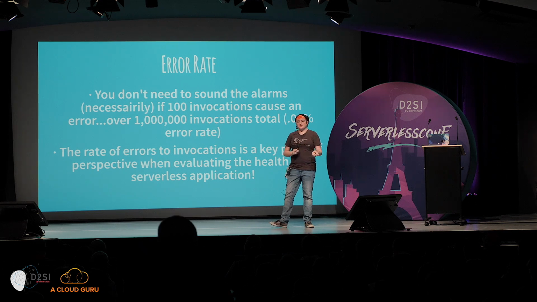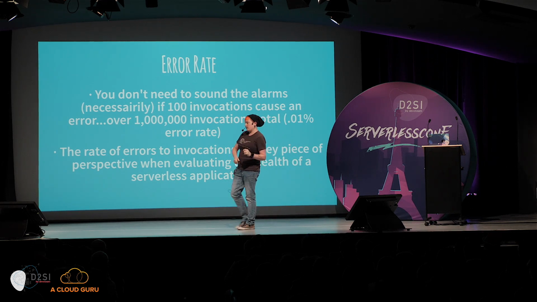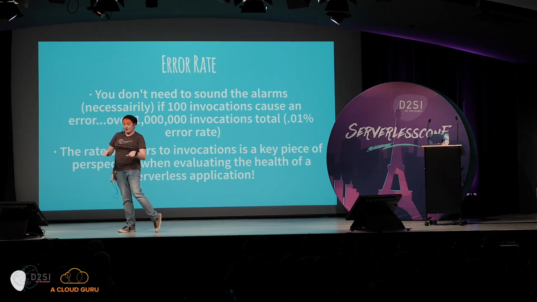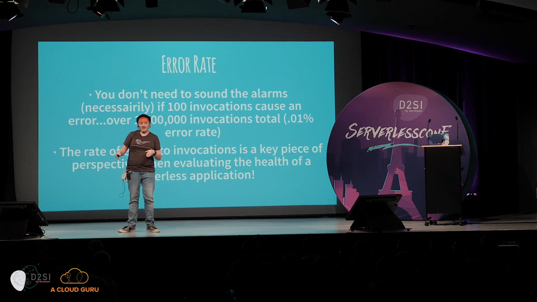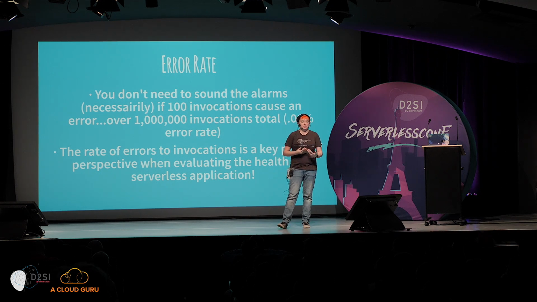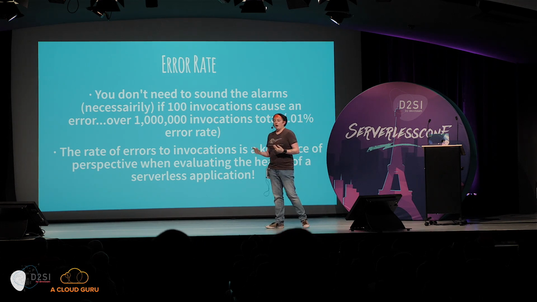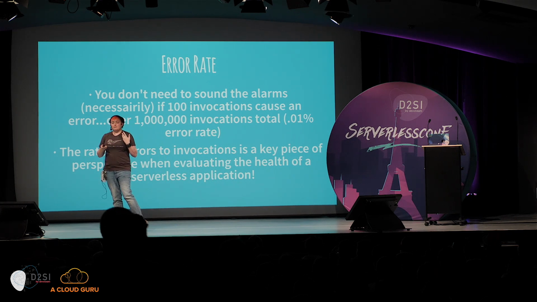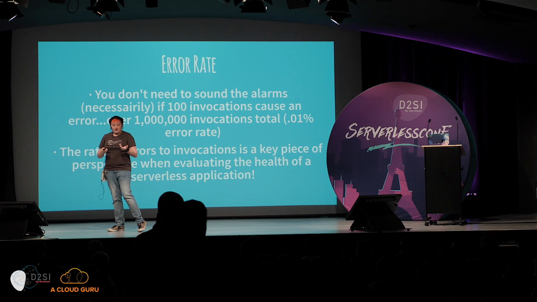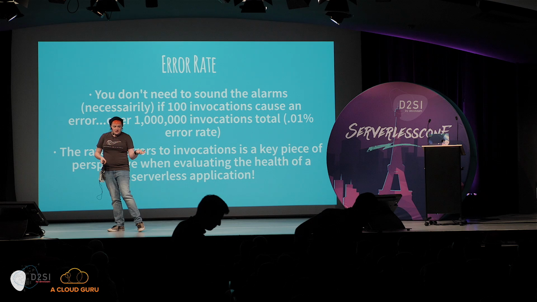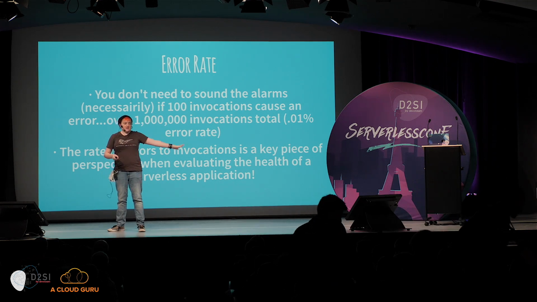So error rate is something that's often overlooked, but in the serverless era it is very important, because you don't need to sound the alarms necessarily if 100 errors occur over 1 million invocations, because that's a 0.01% failure rate. Error rate is just as important as the number of errors, because you need to know what percentage of your invocations are ending in an error. Otherwise, you're thinking, okay, I've got these 4 errors, but I've only invoked the function 8 times. Okay, now I'm in trouble. Instead of sounding the alarm for 4 errors even though it's over 100,000 invocations.